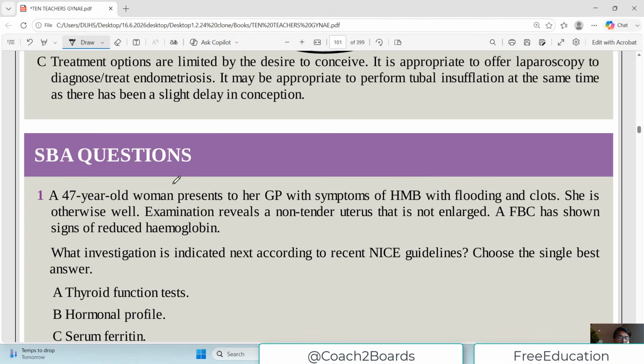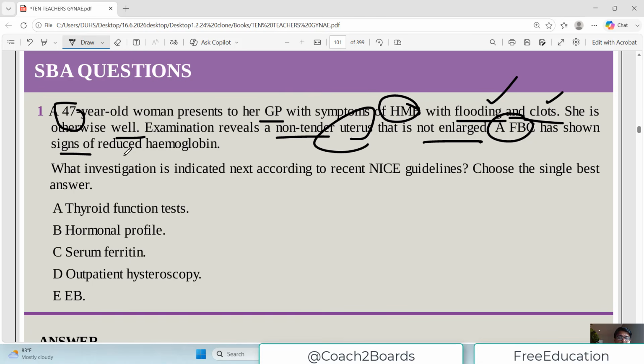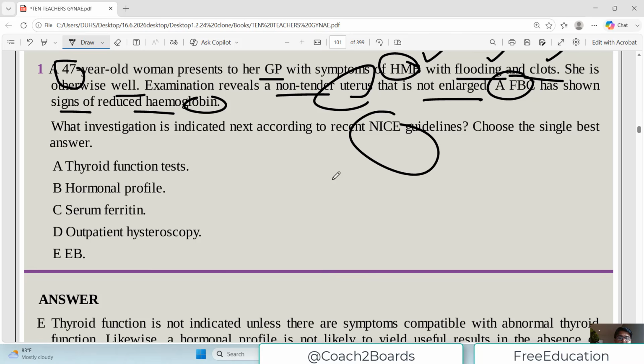Do solve these questions because they allow you to think about whether you are going in the right direction or not. Now we have a 47-year-old woman presenting to her GP with symptoms of heavy menstrual bleed with flooding and clots. She's otherwise well. Examination reveals a non-tender uterus that is not enlarged. A full blood count has shown signs of reduced hemoglobin. Obviously, a lot of blood is being lost. What investigation is indicated next according to the NICE guidelines? So what would you do?